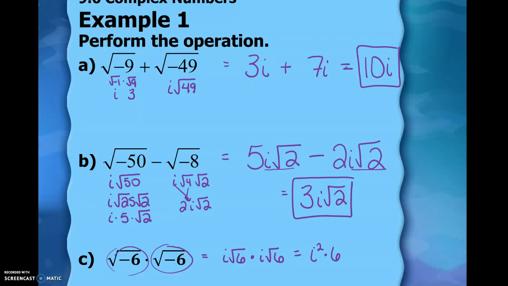Okay, what did we learn on the previous slide? What does i squared equal? -1. So this is -1 times 6. So our final answer right here is -6. It's a big long string of work.